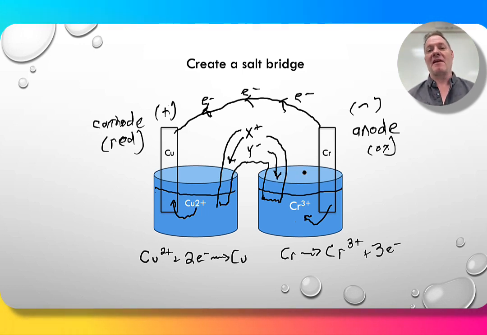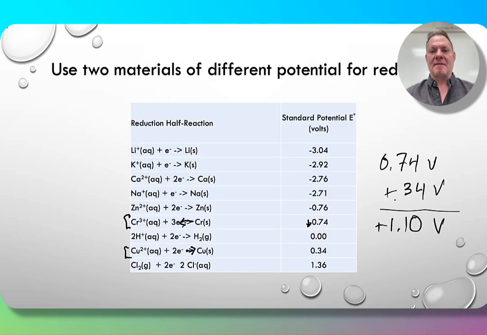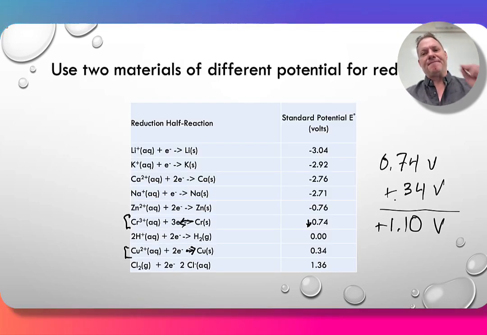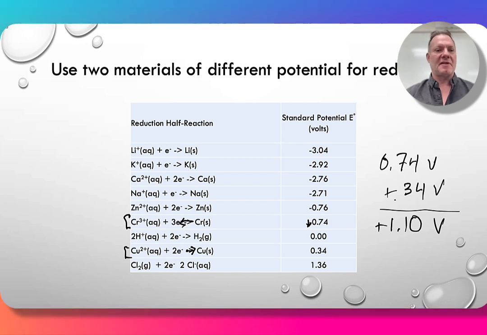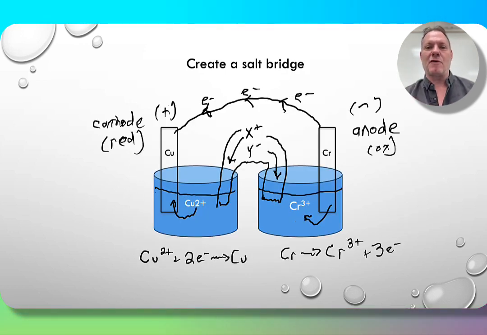And this thing should be running at a voltage of 1.10 volts because we looked at our reduction table and figured out what those voltages were for each half reaction and added them together. Over time, of course, the voltage will start to drop as your anode loses mass and as your cathode solution becomes less concentrated, but that is a discussion for another class.